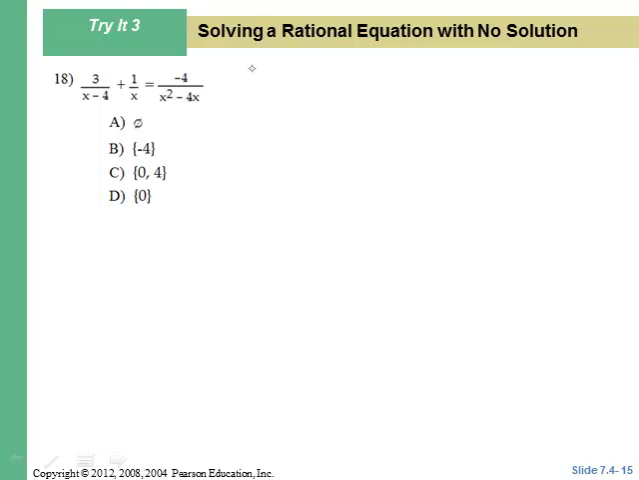Another one with no solution. Well, actually it may have a solution, we'll see. Multiply everything by x times x minus 4.